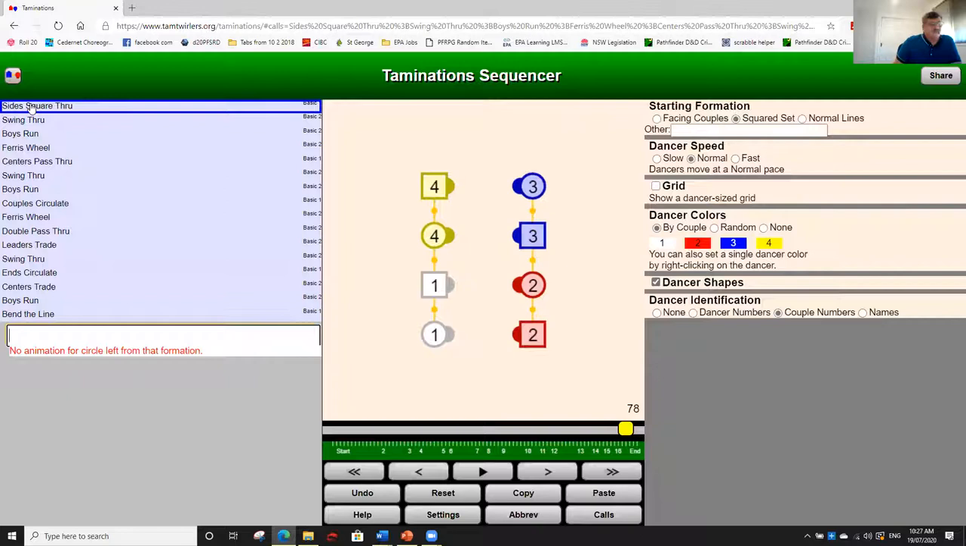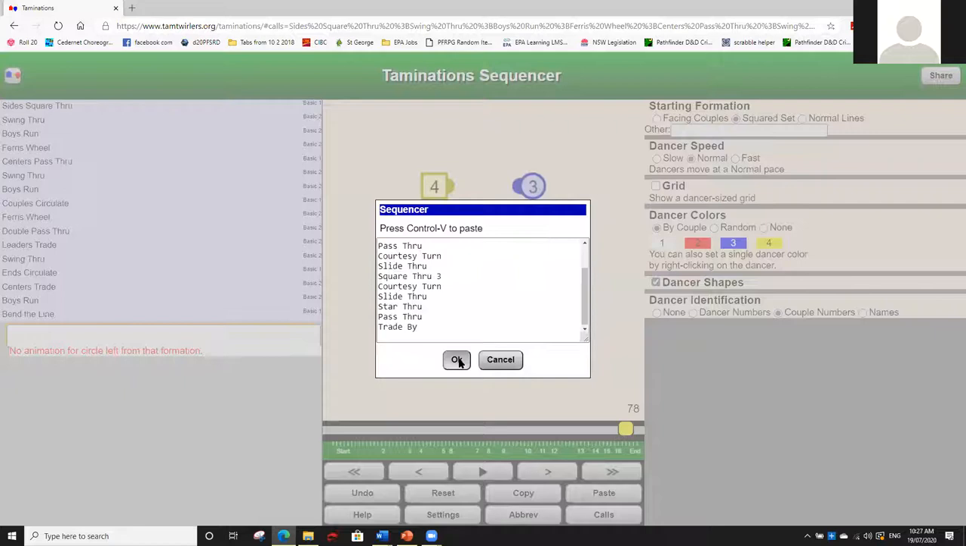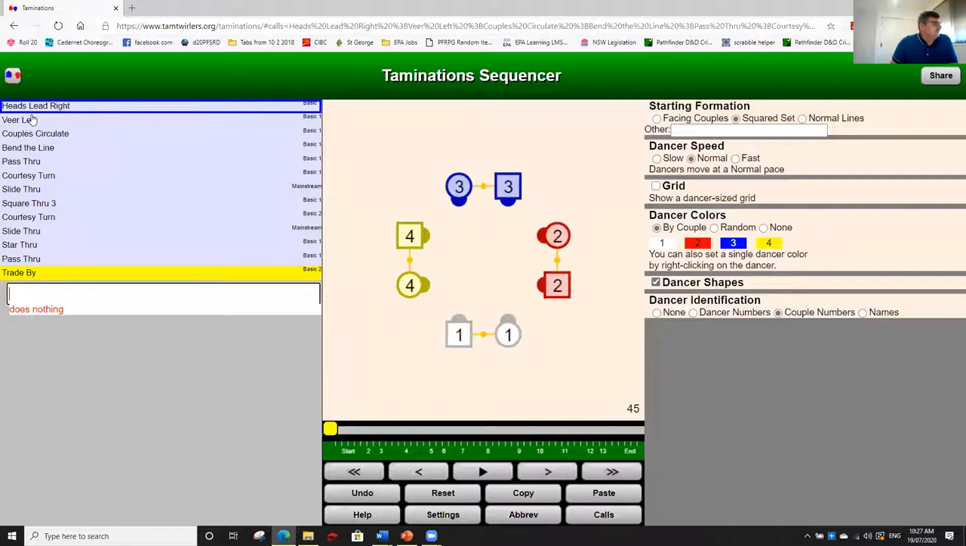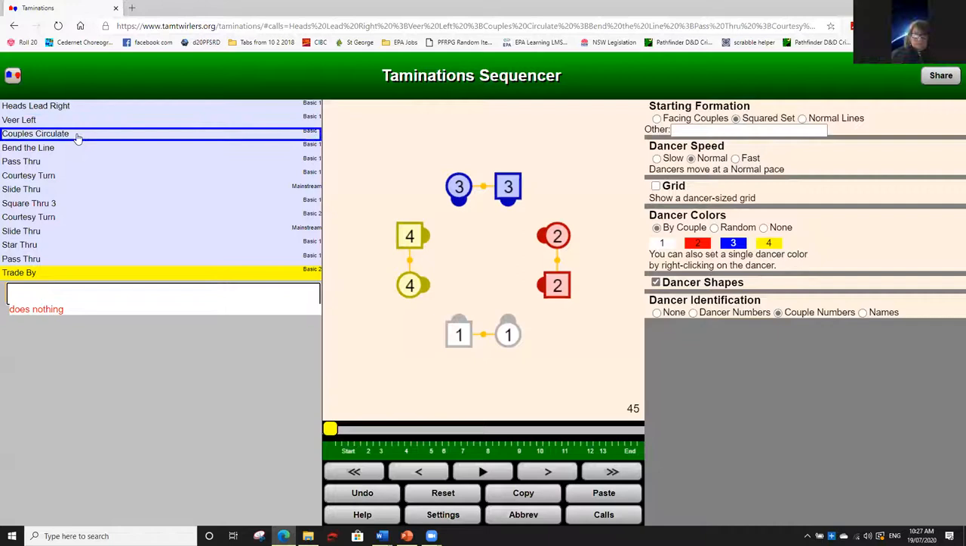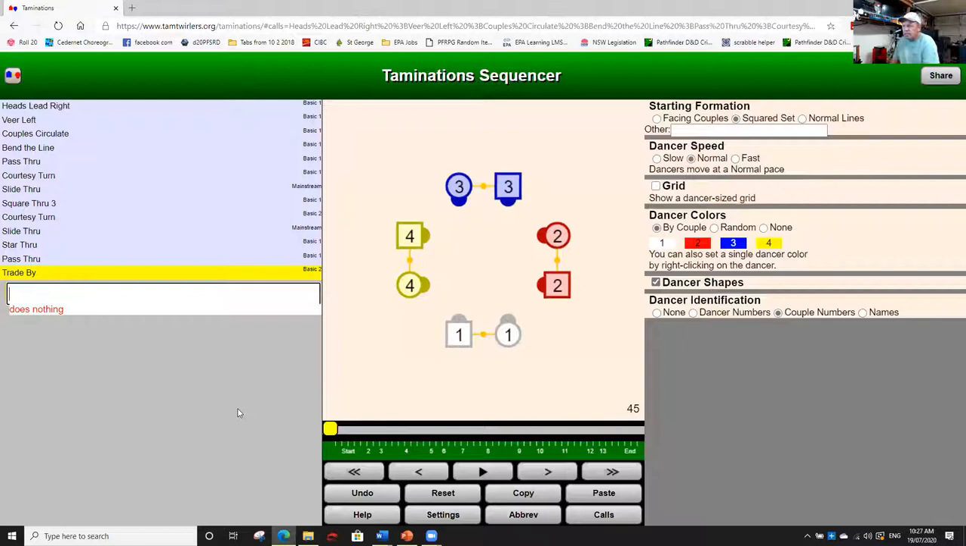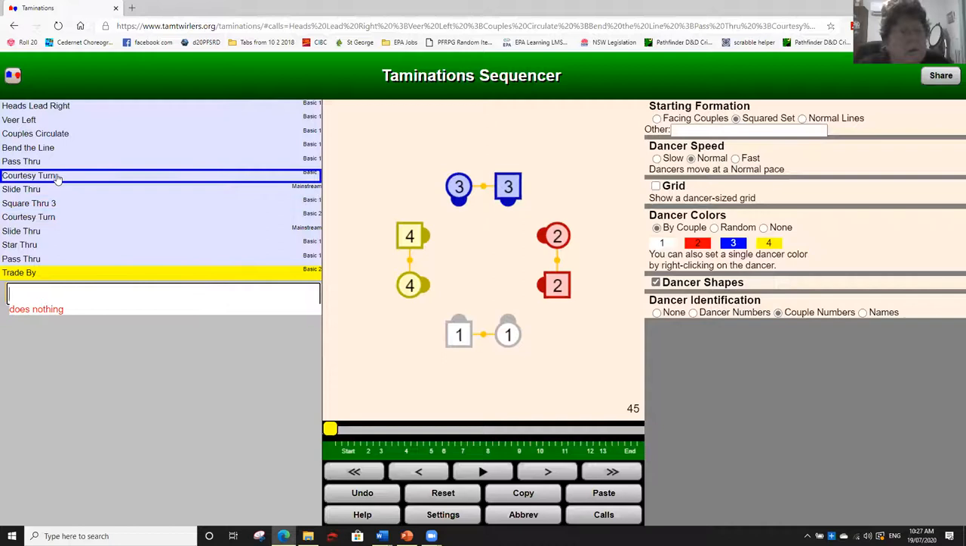Is everybody beginning to see how these things work? Mm-hmm, yeah. Okay, let's have a look at this one. So, before I start putting dancers, can anybody see any fixed points in that? Right after bend the line, is that a partner line? Nope. After the courtesy turn. Oh, okay.